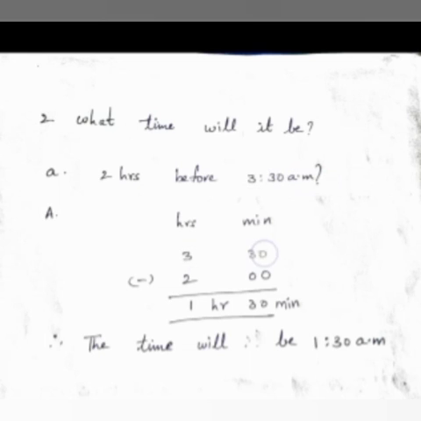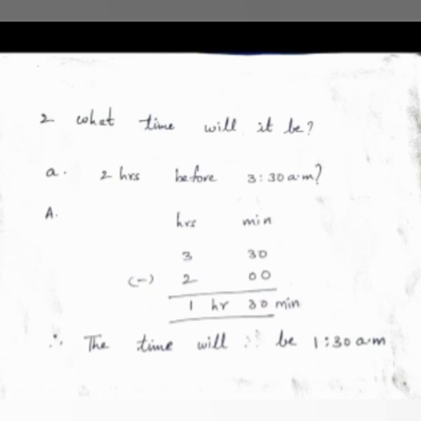30 we write in the minutes column. Next we arrange 2 hours. We write 2 in the hours column and 0 in the minutes column. Next do the subtraction. First we separate the minutes column. 0 minus 0 is 0. 3 minus 0 is how much, children? 3. So how many minutes did we get? 30 minutes.